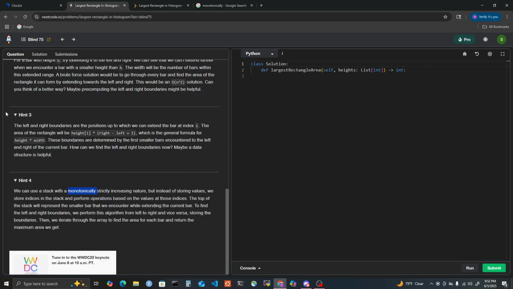But instead of storing values, we store indices in the stack and perform operations based on the values at those indices. The top of the stack will represent the smaller bar that we encounter while extending the current bar.